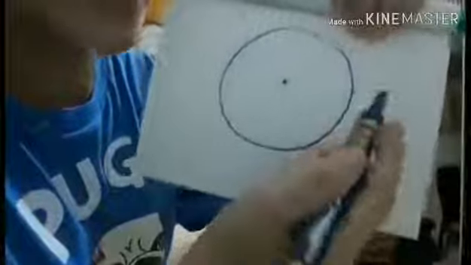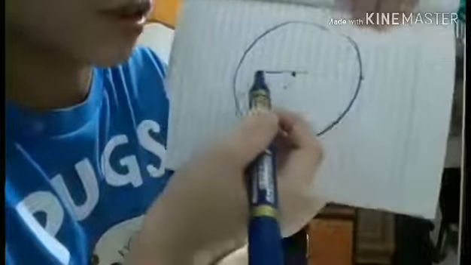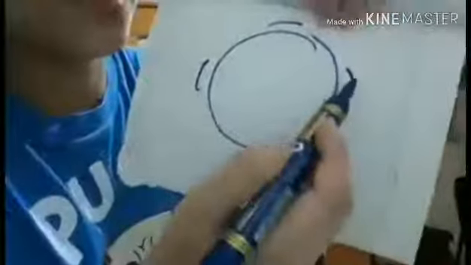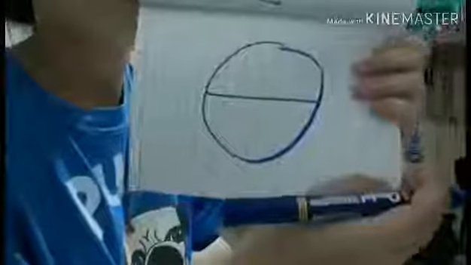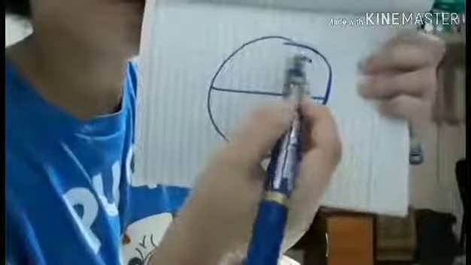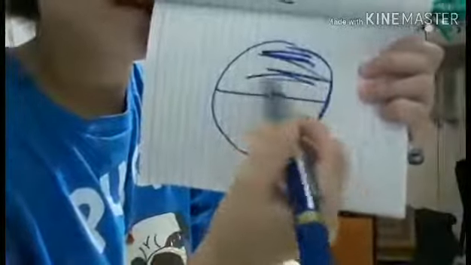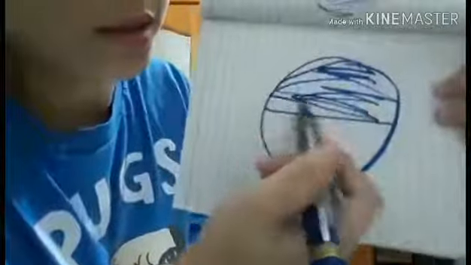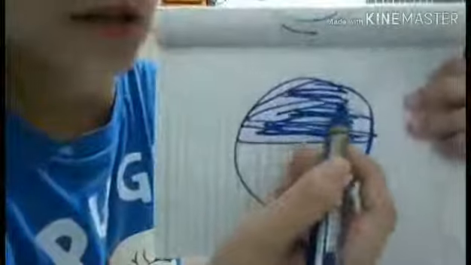A chord that passes through the center is called the diameter. Any part of a circle is called an arc. An arc that is half of a circle is called a semicircle. This half, it's called a semicircle.